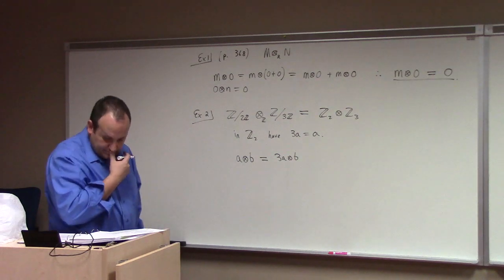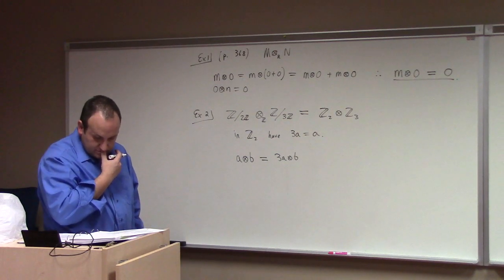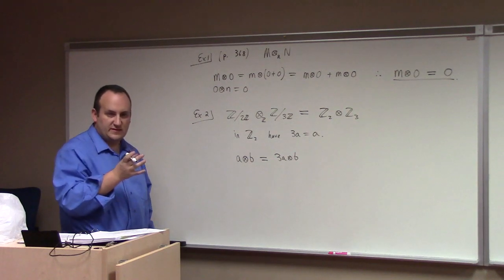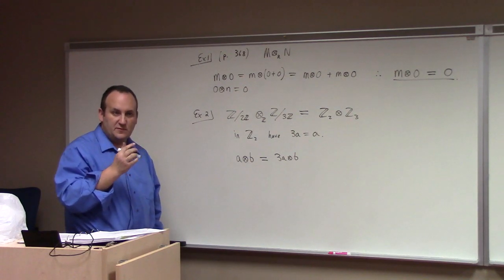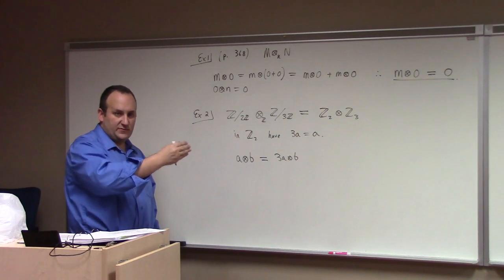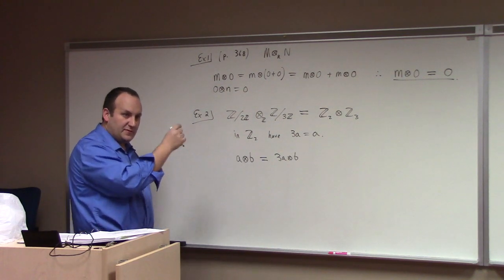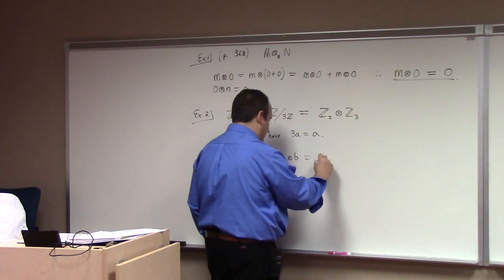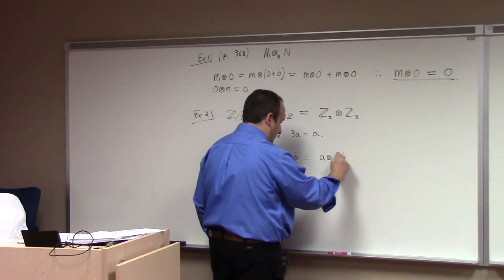Which is what? What did we learn about one of the fundamental properties of the tensor product? We can move ring multiples from one entry to the other, right? So 3 is in Z. We can move 3 from here over to there. So this is, by construction of the tensor product, a tensor 3b.